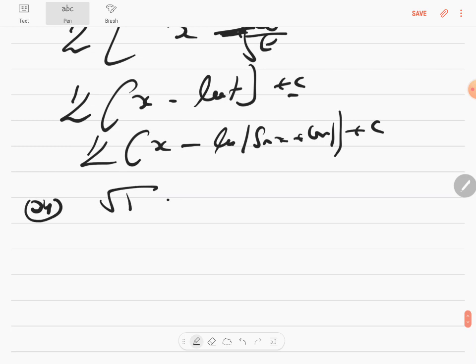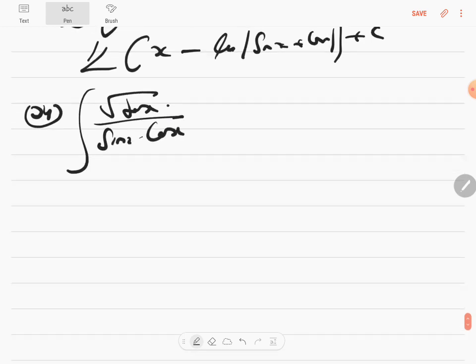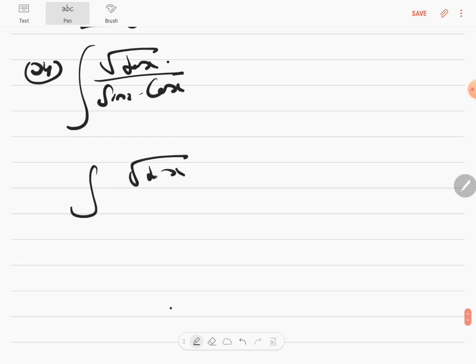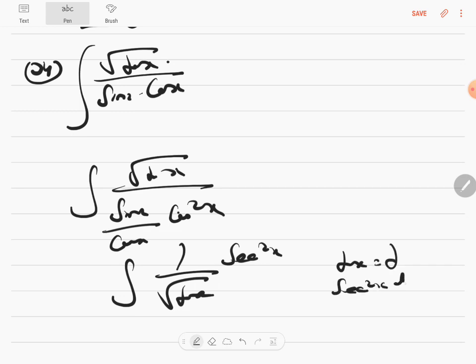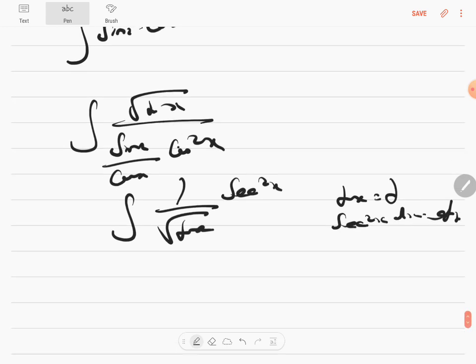34th also is very easy. Tan x by sin x into cos x. You have to multiply and divide by denominator as cos x, so that you get a tan x and a cos square x, so that it will become 1 by root tan x into secant square x. It's become fishing. Tan x is t, secant square x dx became dt. So then therefore it's 1 by root t into dt.